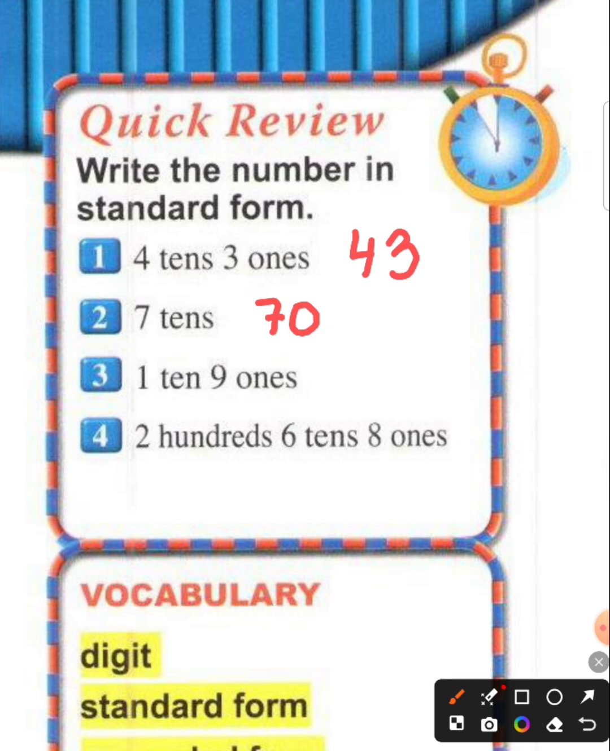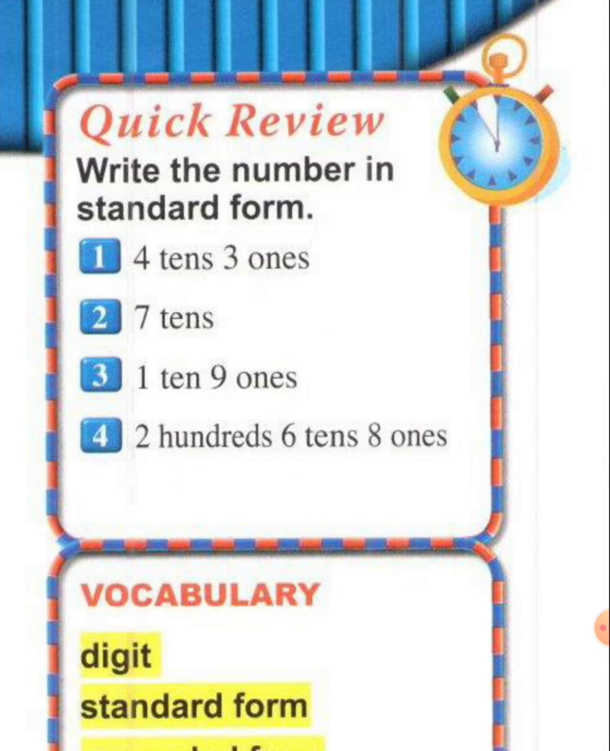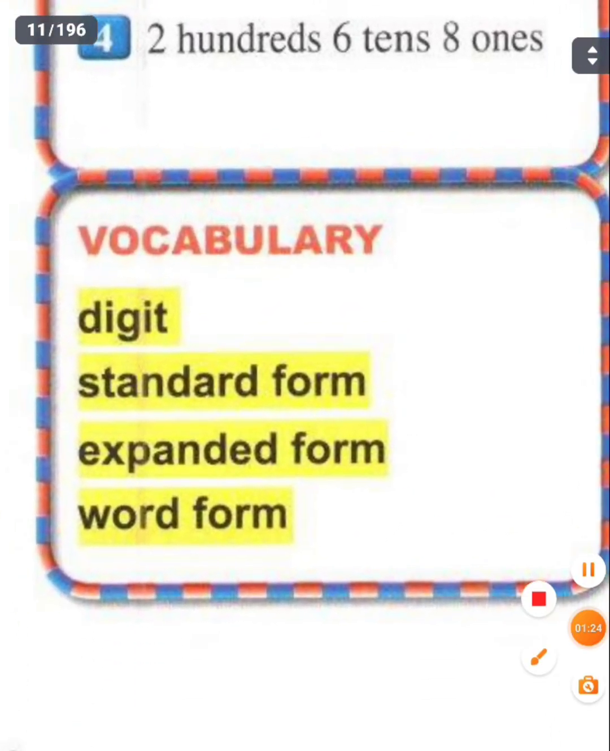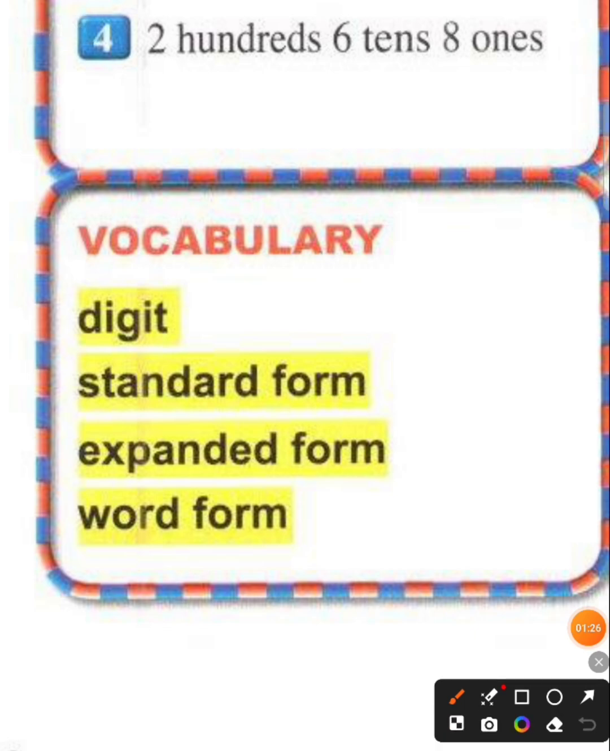Third question, 1 ten 9 ones. 1 ten 9 ones. And the last one, 68. And we are finished. After, we have here vocabulary. What is really important is you must know what a digit is.